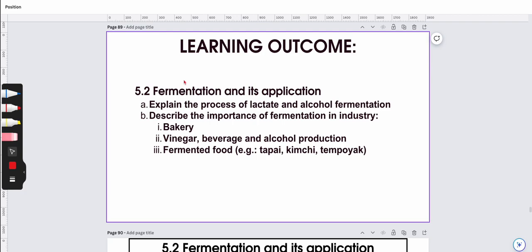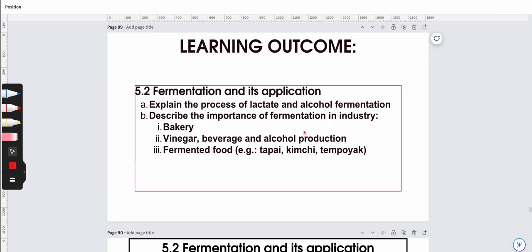There are 3 kinds of industries that we are going to focus on. Of course, there are a lot of them, but for this semester, for your level, we're going to focus on bakery, using yeast to make bread, or vinegar, beverage and alcohol production. As you may know, we use grapes and ferment them for a long time to make delicious wine, for alcohol, and also fermented food, which is very good for our health. Some examples include tapai, kimchi, and tempoyak. I honestly don't like any of this. I like bread. Bread is good, but not tapai, kimchi, and tempoyak. But if you like it, then you're going to enjoy this topic.